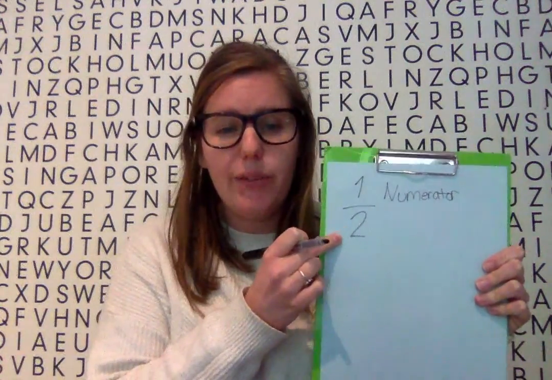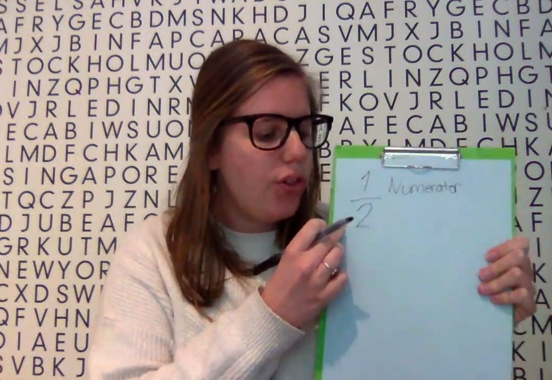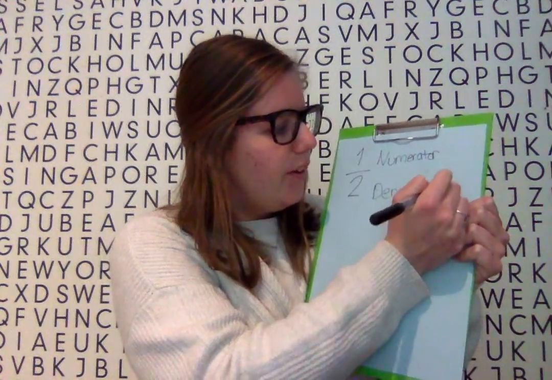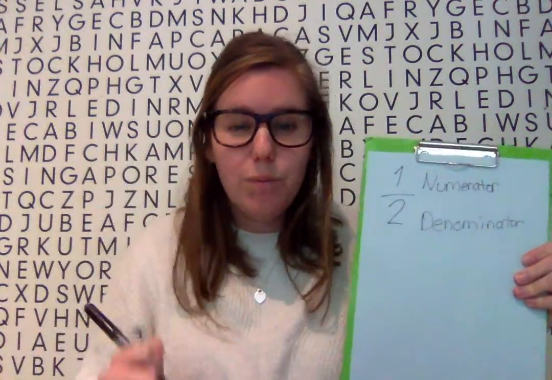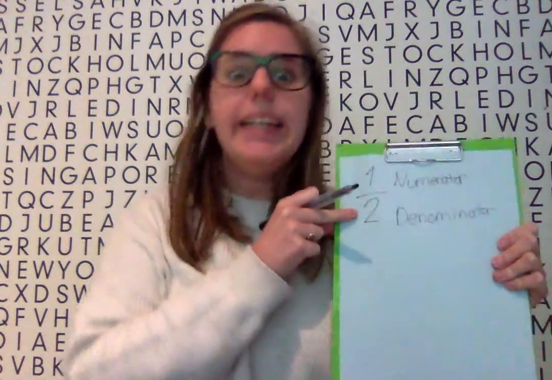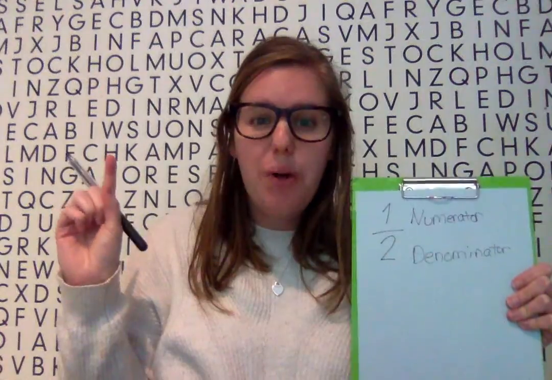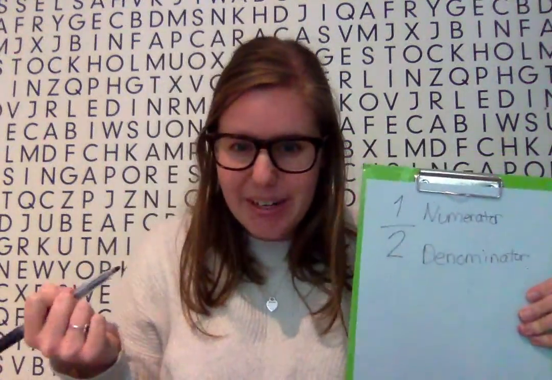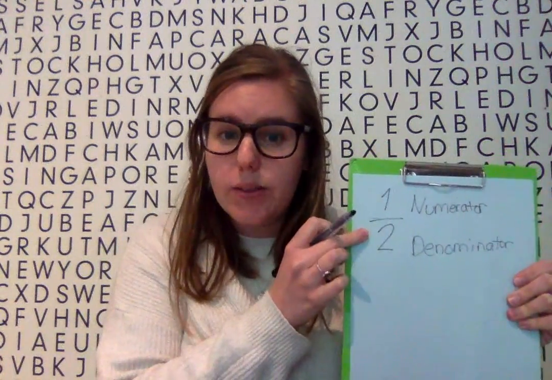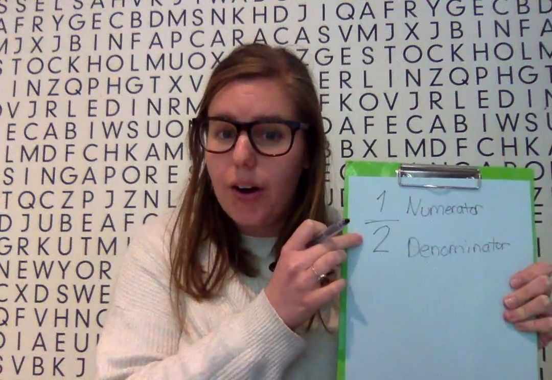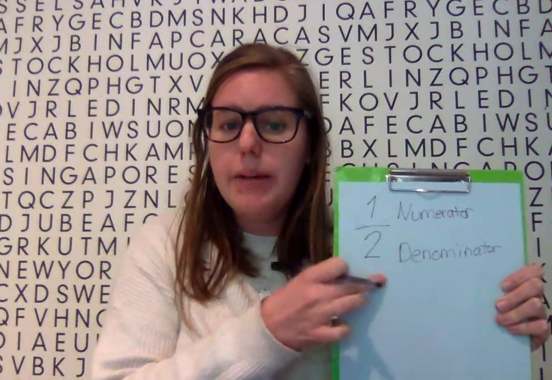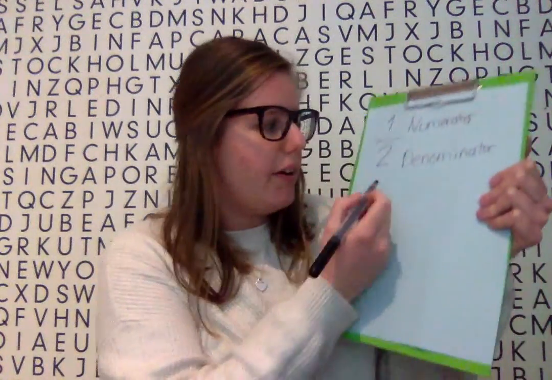This bottom number, does anyone know what it's called? It's called the denominator. Can we say denominator together? Denominator. And since we said numerator really quiet, let's say denominator really loud. So ready? 3, 2, 1. Denominator! Very good. So the denominator tells us how many groups or pieces we are going to break our whole thing into. So this is going to say how many we have and how many different groups we are going to make.